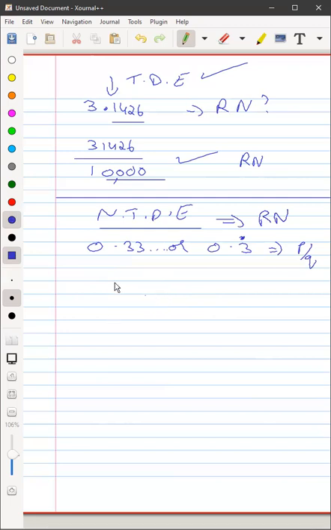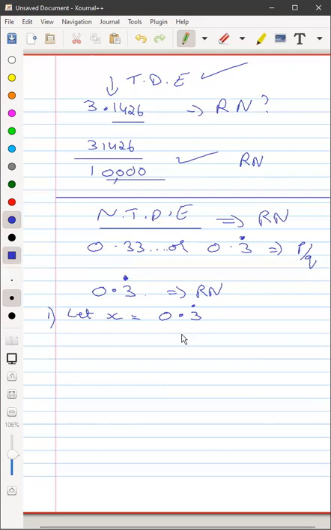Okay, so now let's see. We are going to take 0.3 bar and convert it into a rational number. That means it's a recurring number. Okay, first step, so let this be step 1. Let x equal 0.3 bar. Whatever we need to convert to a rational number, I'm going to put it as x.